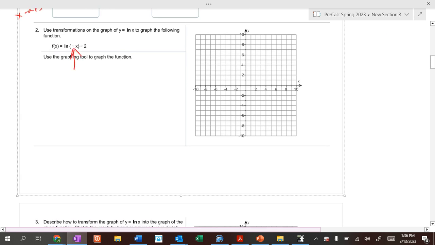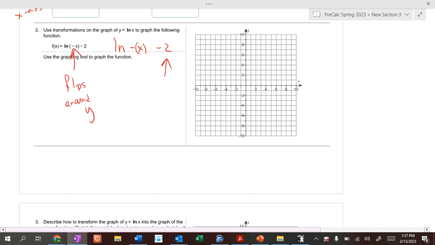Okay, so what does this do? Flips around the y. Because if you factor out it to the outside, it just affects this. So it's really ln of negative x minus 2. That flips around the y-axis. And then this minus 2 is down 2. Because it's on the outside of the parentheses. Okay, so they'll give you the ln graph. You just have to move it from there.